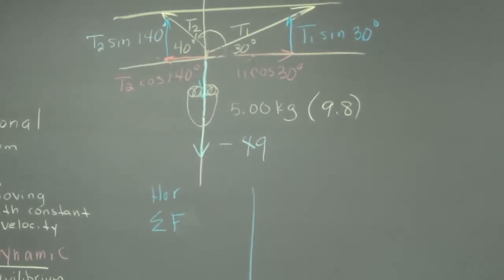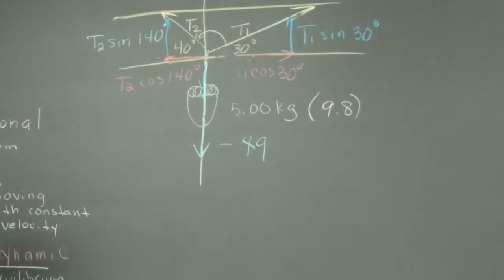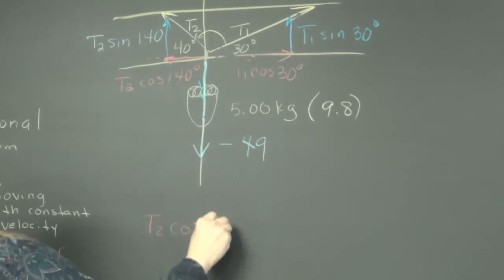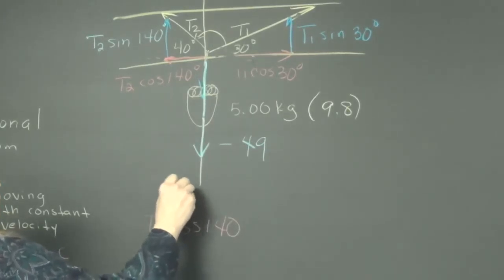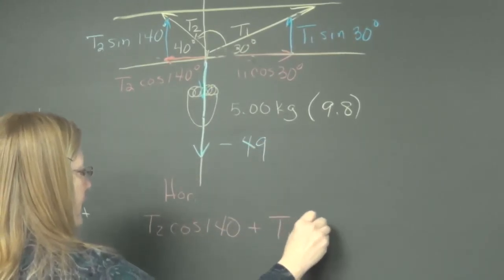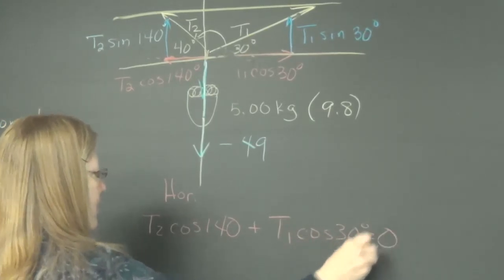So, color coordinated here. All right, so starting in pink, I notice I have T2 cosine 140 is one of the horizontals, so I'm working horizontally, and I'm going to add it to the other horizontal, and that equals zero, and we had some numbers there.